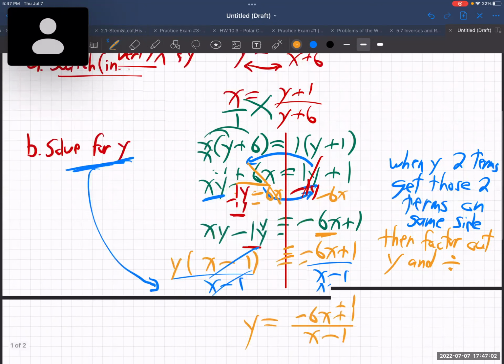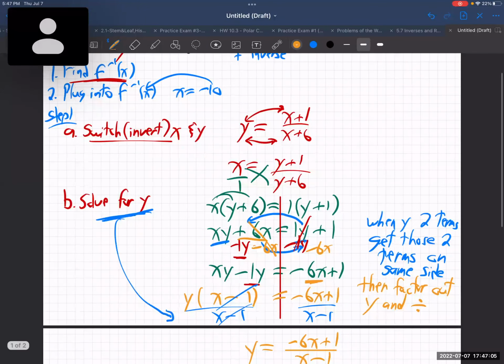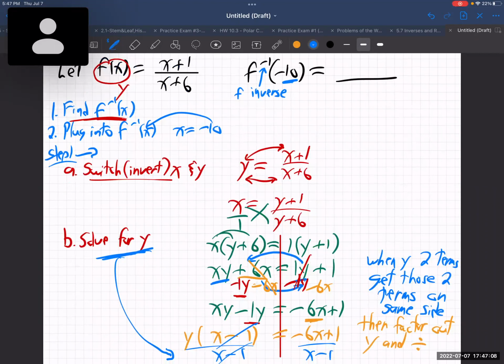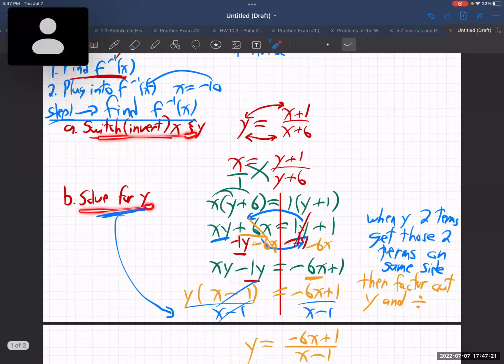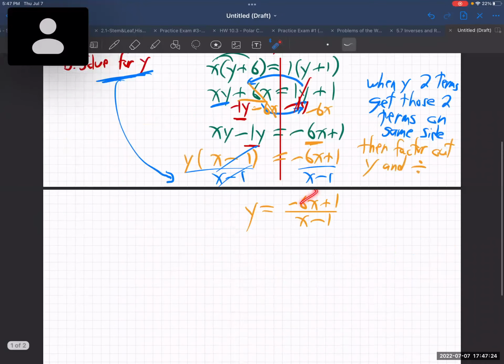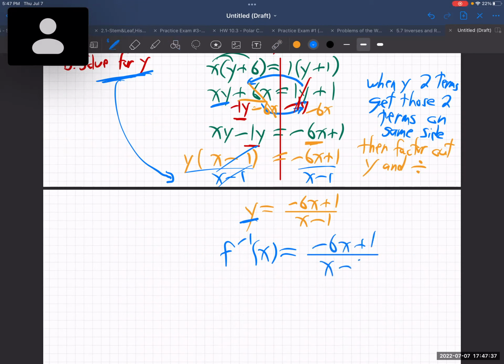So that's all part of step 1, which is what? Find f inverse of x. There we go. That's all step 1, as it says right here, find f inverse of x. So I did all this. I switched x and y. I solved for y with all these mathematical steps, and boom. So that's f inverse of x. I know we call it y here, but it's f inverse because it came from inverting x and y, didn't it? So minus 6x plus 1 over x minus 1. That's f inverse.